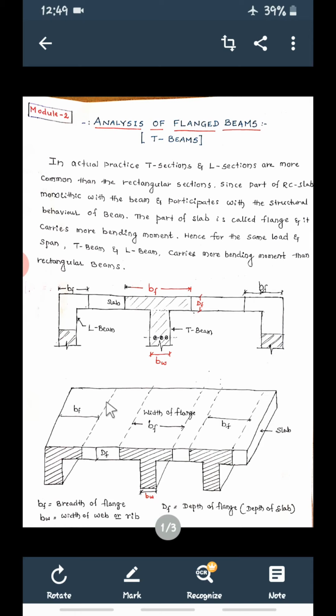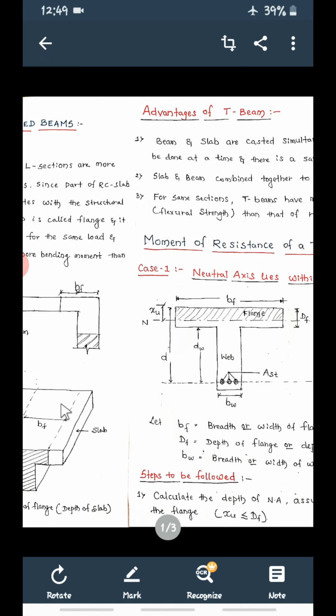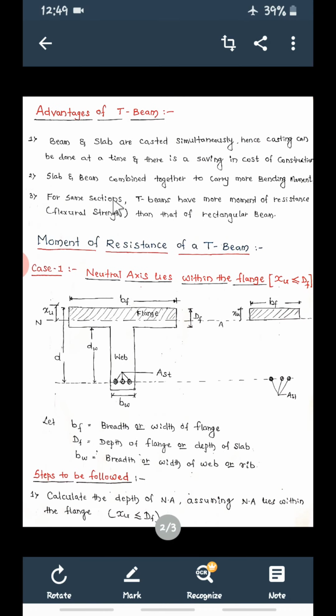Then now what are the advantages of this T beam compared to the rectangular beam? Why do you have to go for these T beams instead of a rectangular beam? See, these are the three major advantages of T beams.